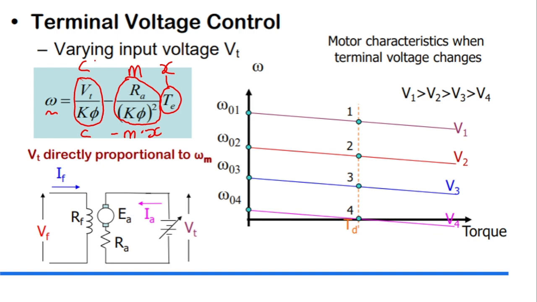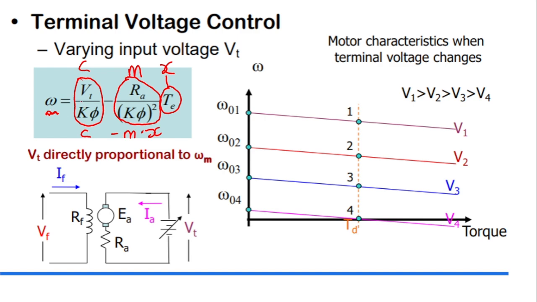Te is your x, and Vt is your y-intercept, so that will be on this axis right here. If you vary Vt, the y-intercept will change, but your gradient will stay the same. So you'll get different speeds based on varying Vt. All you need to do is work out whether it's directly or inversely proportional. If you don't know, just plug values into the equation and see how the speed changes.